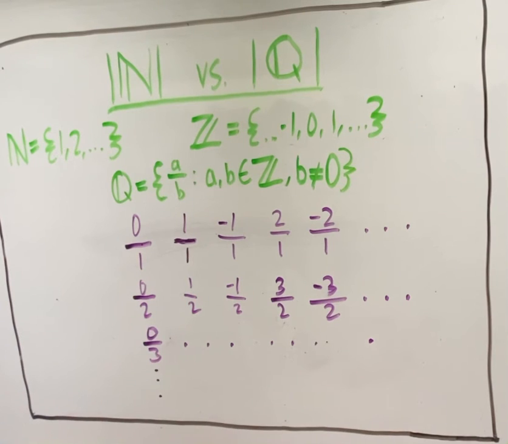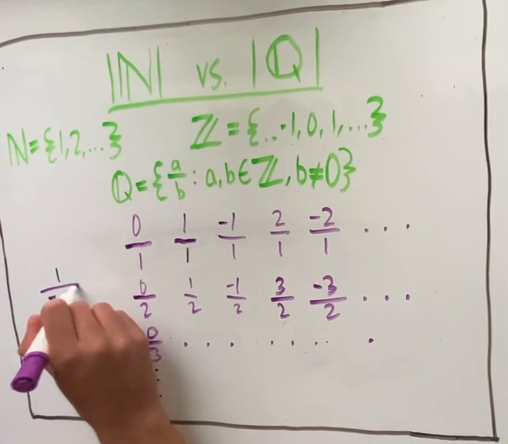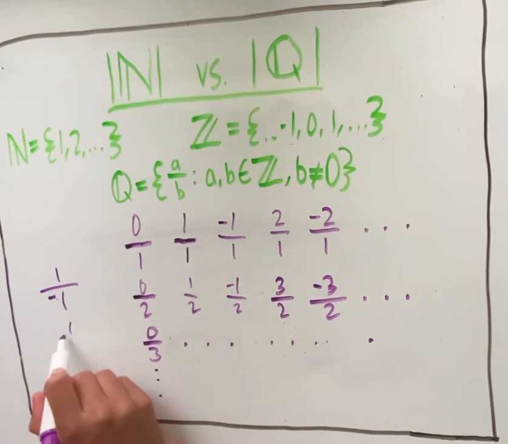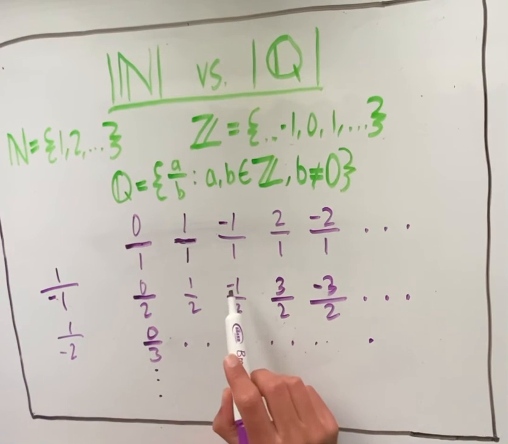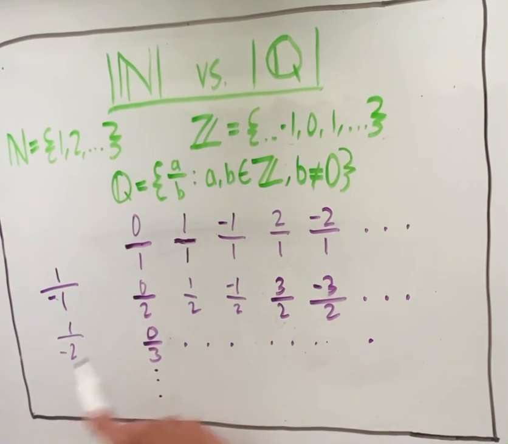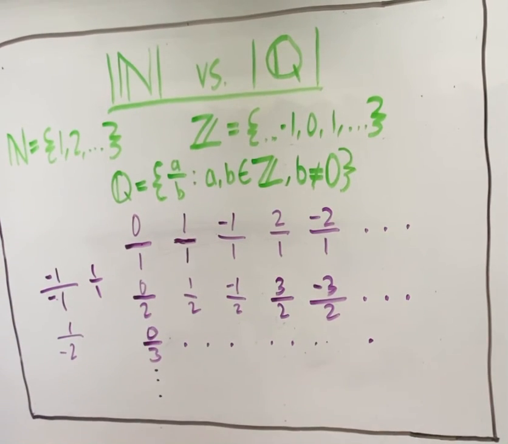I haven't listed any negative denominators, and you don't need to in this case, because -1 over 1 is the same as 1 divided by -1, and -1 over 2 is the same as 1 divided by -2. So by accounting for all of the negative integers in the numerators, we're already accounting for every possible rational that would have a negative denominator. Also -1 over -1 is the same as 1 over 1. So cases where both the numerator and denominator are negative are also already accounted for by cases where the numerator and denominator are both positive.